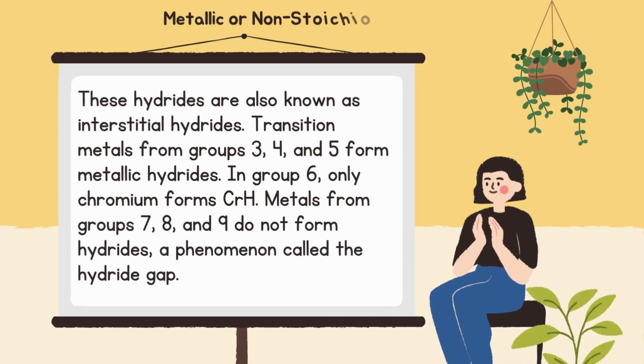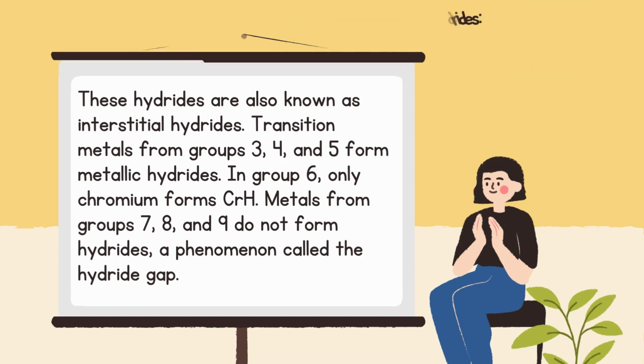Metallic or non-stoichiometric hydrides. These hydrides are also known as interstitial hydrides. Transition metals from groups 3, 4, and 5 form metallic hydrides. In group 6, only chromium forms chromium hydride. Metals from groups 7, 8, and 9 do not form hydrides, a phenomenon called the hydride gap.